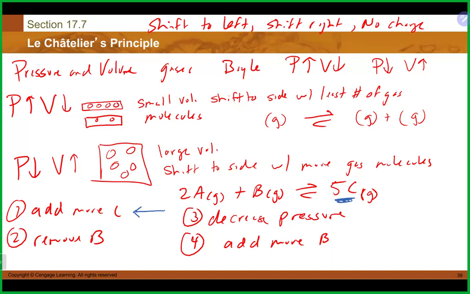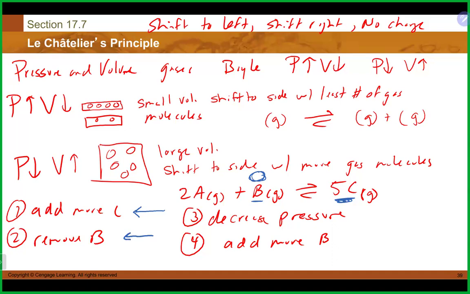That's going to cause the reverse reaction to occur, and it's going to shift to the left. When we remove B, B is a reactant, so we're kind of creating a hole over here on the reactant side. And when we remove something, it always goes towards the side we removed it from. So it would cause the equilibrium to shift to the left to fill that hole.